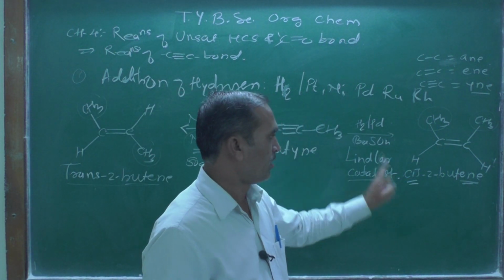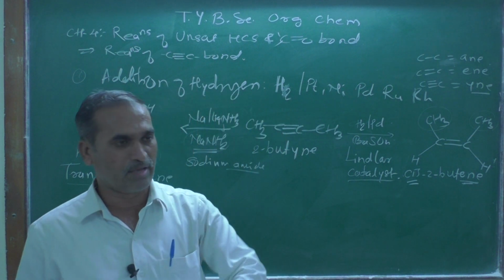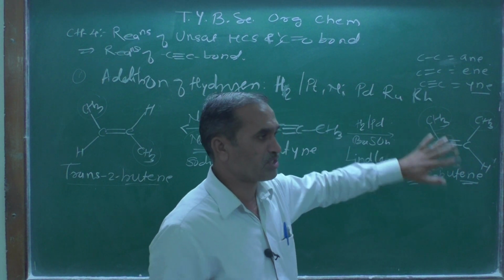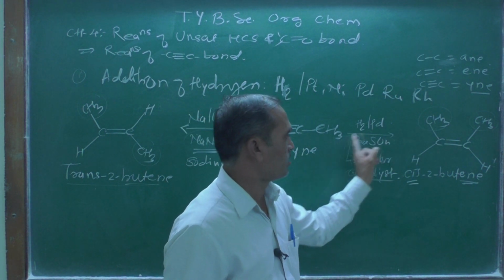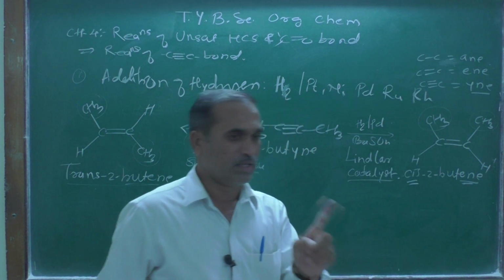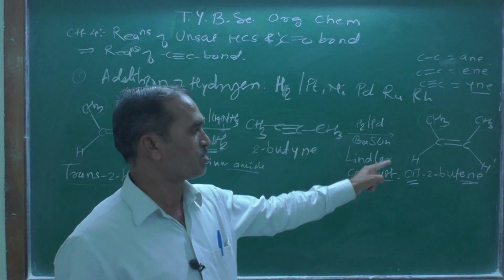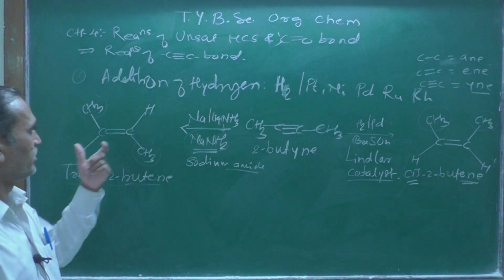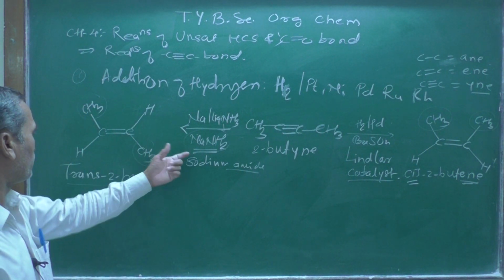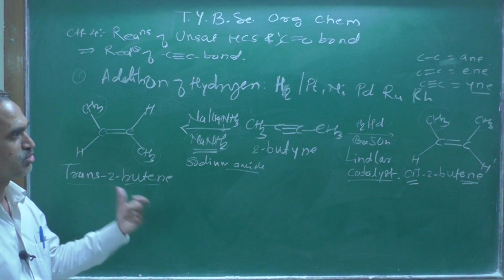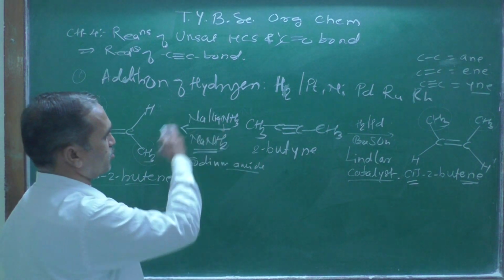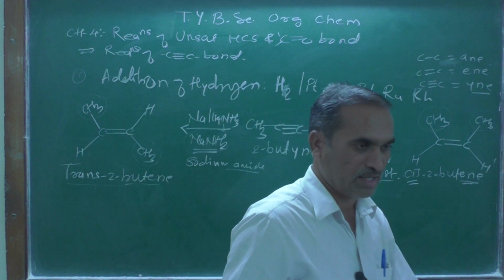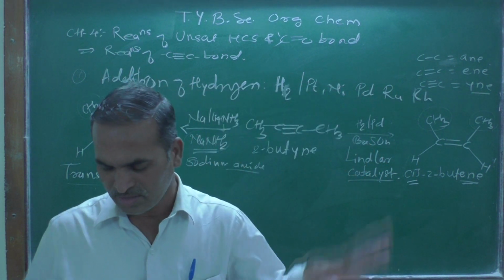Just remember, mechanism is not at this level. Mechanism is for MSc level, that time we will see. But here just remember this: if you add a Lindlar catalyst it gives cis-2-butene, whereas if you use Birch reduction, it gives trans 2-butene. This reaction is known as a Birch reduction, and this is a Lindlar catalyst. I think this is a reaction.